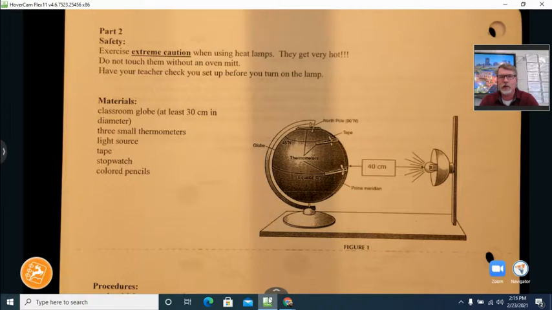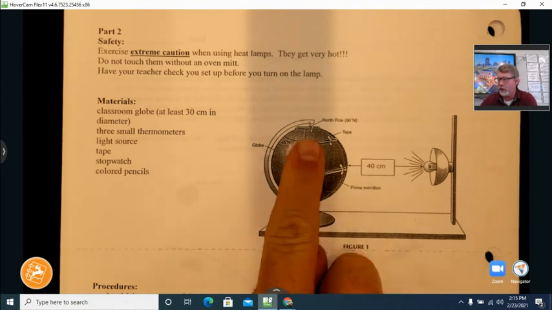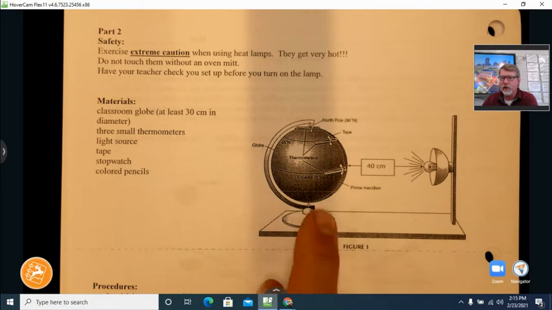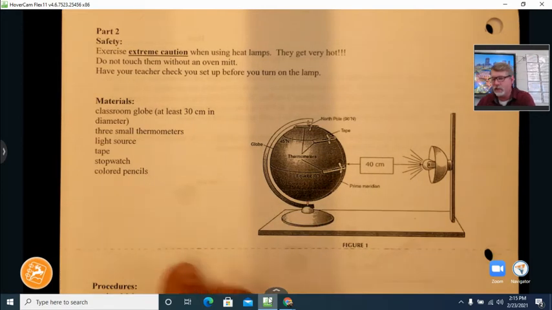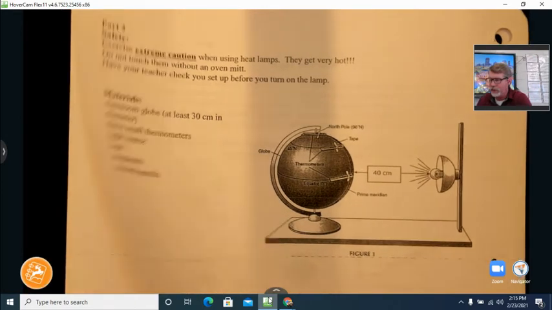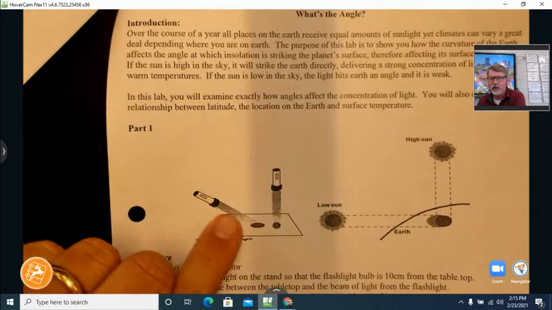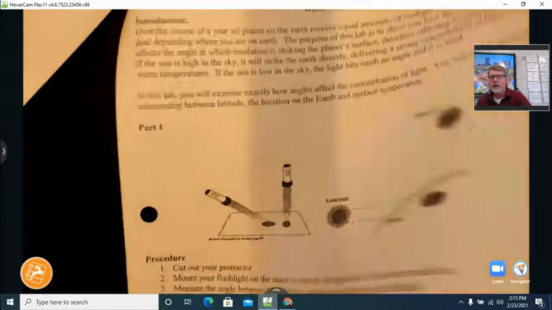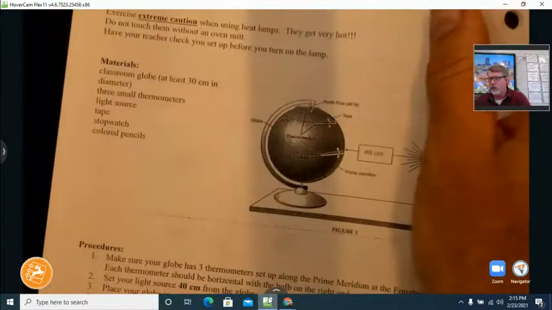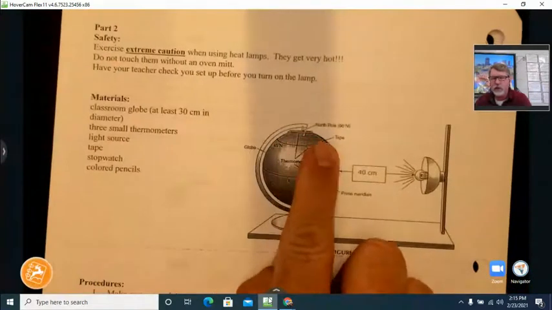All right, guys, for part two of the insulation activity, we're going to look at how a heat lamp affects the curvature of the Earth. So for part one, we were taking into consideration how Earth is tilted, okay? And that's what we were looking at here. We were looking at how the tilt of the Earth affects it. In part two, we're looking at how the curvature of the Earth affects it.